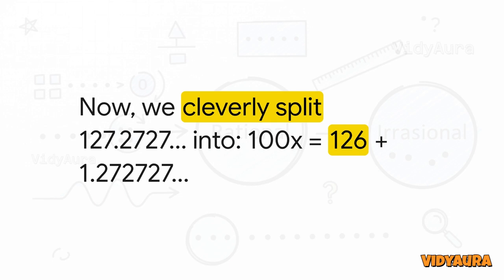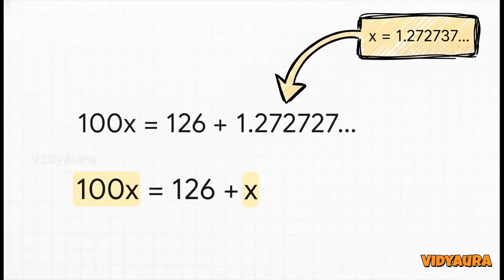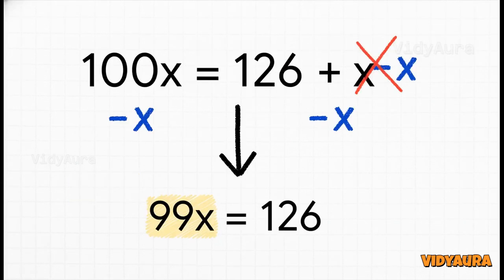So our equation now looks like this. 100x equals 126 plus 1.272727. And you see what we just did there? Remember what we called 1.272727 at the very beginning? We called it x. So we can just swap it out. We substitute x right back into the equation. So now 100x equals 126 plus x. And just like that, the messy repeating decimal part is gone. All we have left is a simple, clean equation to solve. And from here on out, it's just basic algebra, stuff you already know how to do.